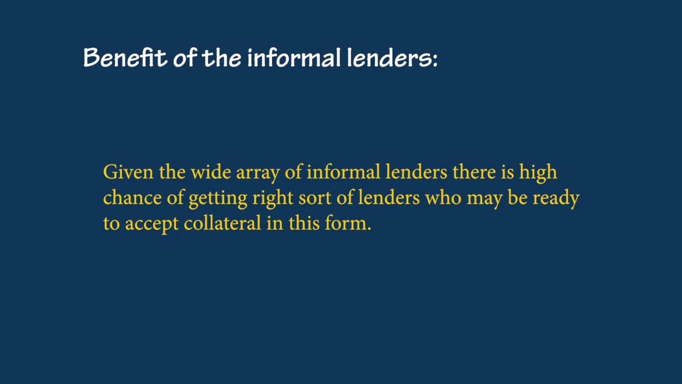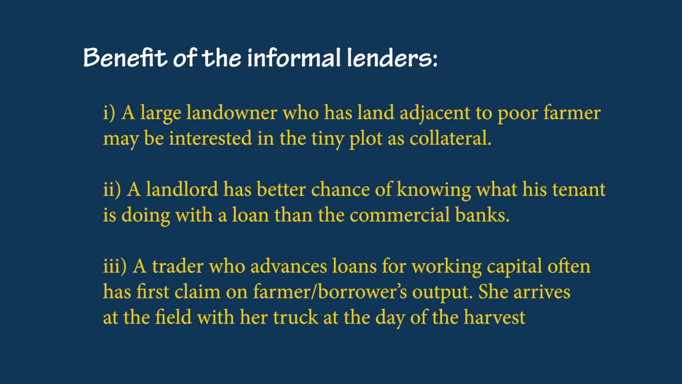However, given the wide array of informal lenders, there is a high chance of getting the right sort of lenders who may be ready to accept the collateral. For example, a large landowner who has land adjacent to the poor farmer may be interested in that tiny plot of land. A landlord has a better chance of knowing what her tenant is doing with the loan. A trader who advances loans for working capital often has the first claim on the borrower's output. She arrives at the field with her truck on the day of the harvest. So, there are certain features which are beneficial for the non-institutional lenders which the institutional lenders cannot cope with.